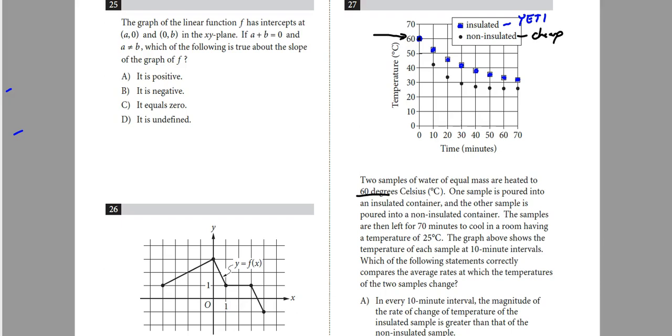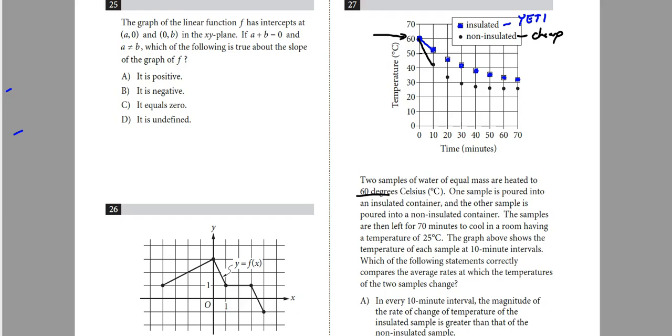So let's look and see what happens 10-minute interval by 10-minute interval. In the first 10 minutes, the Yeti drops, but not nearly as much as the non-insulated cup. The cheap, non-insulated cup dropped all the way down to just above 40 degrees Celsius. The Yeti's still above 50.